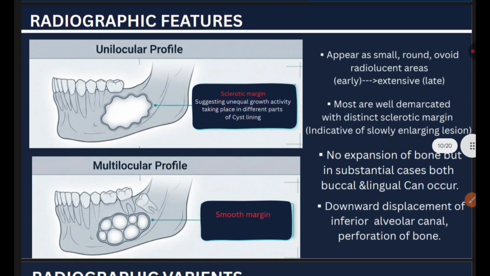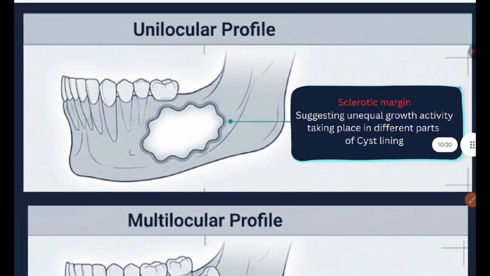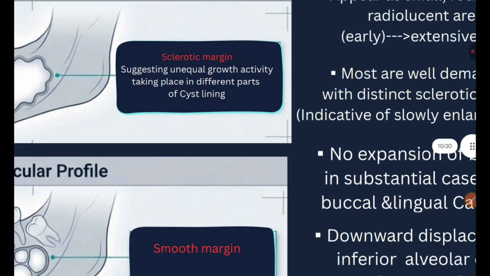Radiographic features: there are two images. The first is unilocular and the second is multilocular. It appears as a small, round, ovoid radiolucent area in early stages, whereas it is an extensive area in late stages. Most are well demarcated with a distinct sclerotic margin. The sclerotic margin suggests unequal growth activity taking place in different parts of the cyst lining.